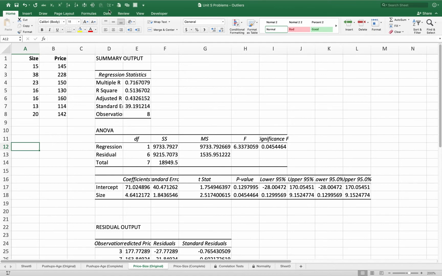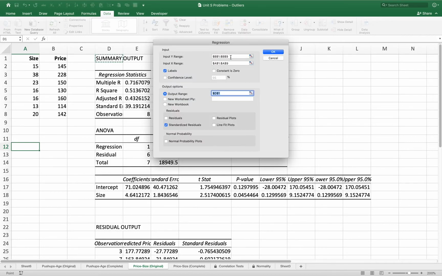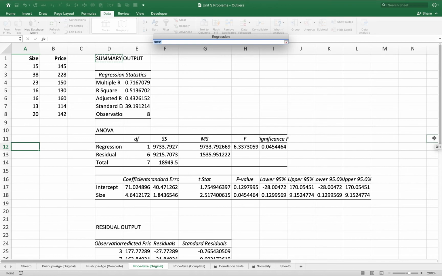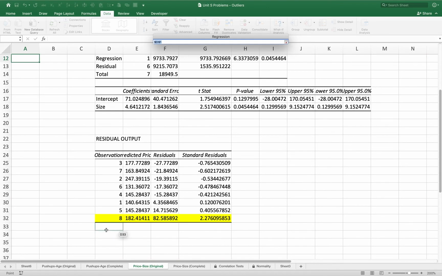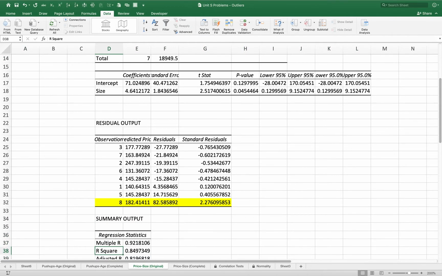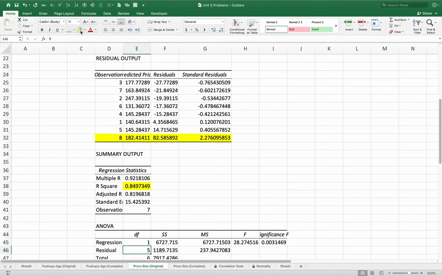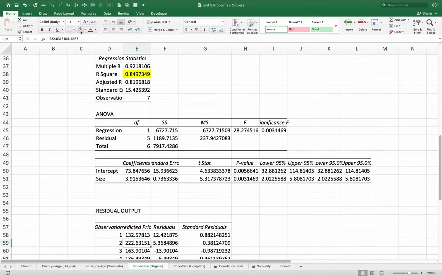Let's run it again. Data analysis. I've gotten rid of 1, so instead of going from 9, I'm going to 8. And this will be down here. And we end up with, ooh, R squared really jumps up to 84% here just by getting rid of 1 observation. Let's see if we have any standardized residuals outside of the range here.